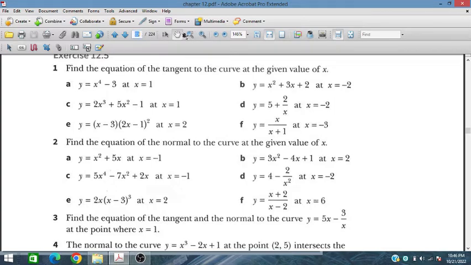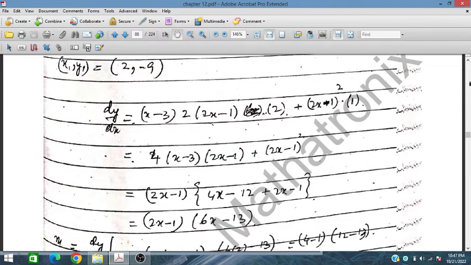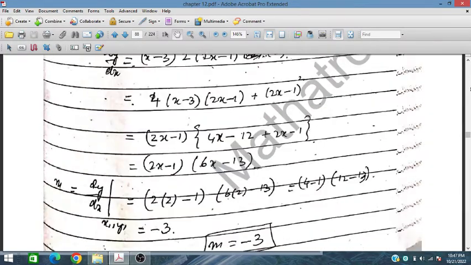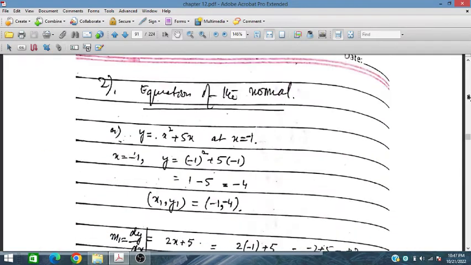So this is problem number 2, the equation of normal. This is the first problem, y is equal to x square plus 5x at x is equal to minus something. At that value, we put the value of x to get the value of y. So this is x1, y1. We have obtained y1, and when x is equal to this, then y is equal to minus 1. So x1, y1 are the point through which the equation of normal is passing.